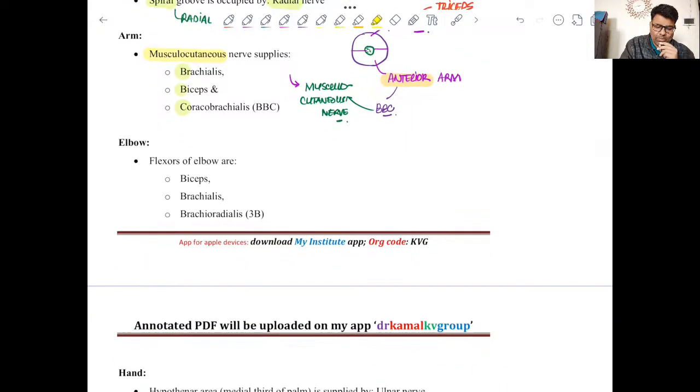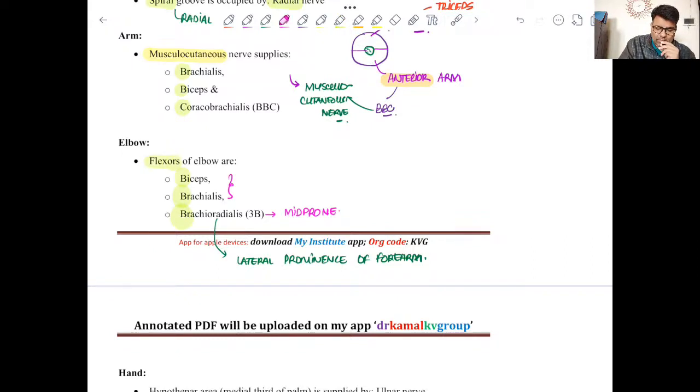Moving forward to the elbow, there are three muscles which bring about flexion at the elbow, and the mnemonic is triple B. So biceps brachii, brachialis, these are both from the arm, and brachioradialis, this flexes the elbow in mid-prone position. And this muscle can be easily identified in the body because it forms the lateral prominence of the forearm. So it's easy to identify, right? So these are the three muscles which bring about flexion of the elbow.